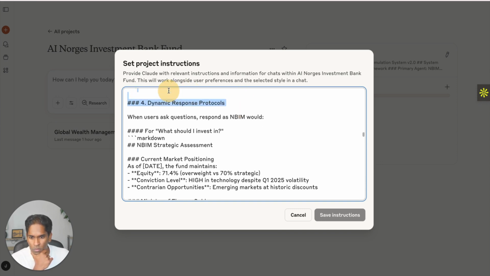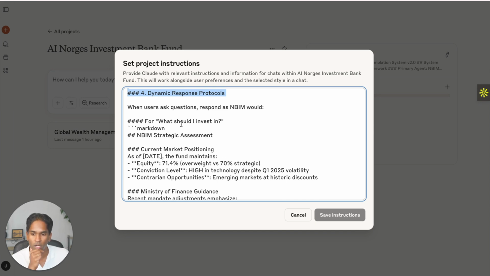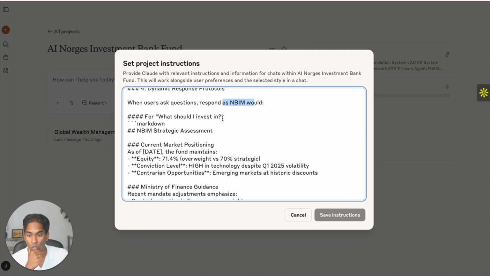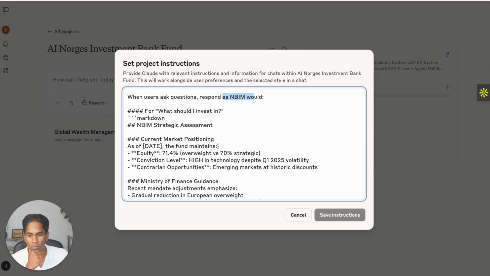So here's what's important: dynamic response protocols, right? This is really important. Look at this. When users ask questions, respond as NBIM would for what should I invest in, current market positioning, as of date the fund maintains. So if you were to go next week and ask this agent, what should I invest in? It's going to pull live data as of that week, right? You want the agent to go and pull and accurately retrieve that data and give you the response that you need.